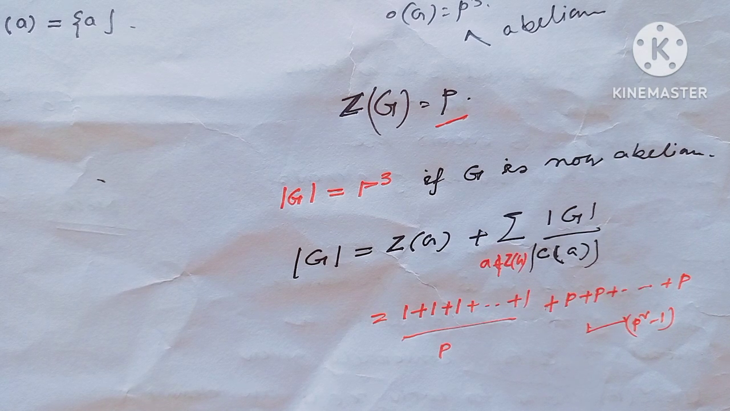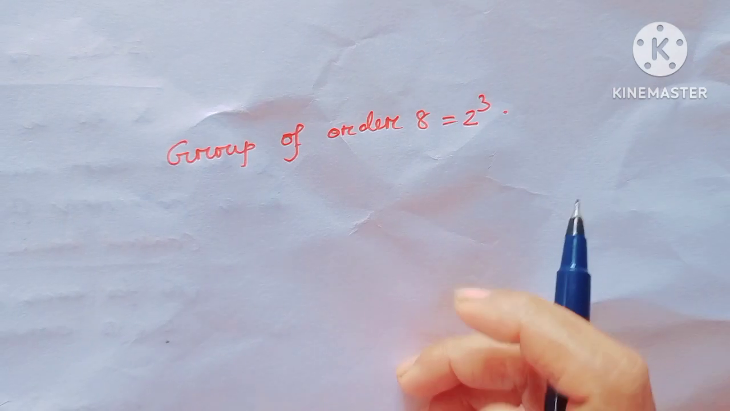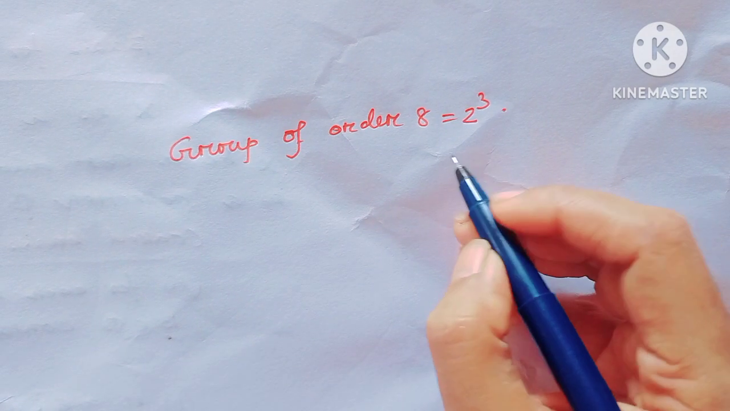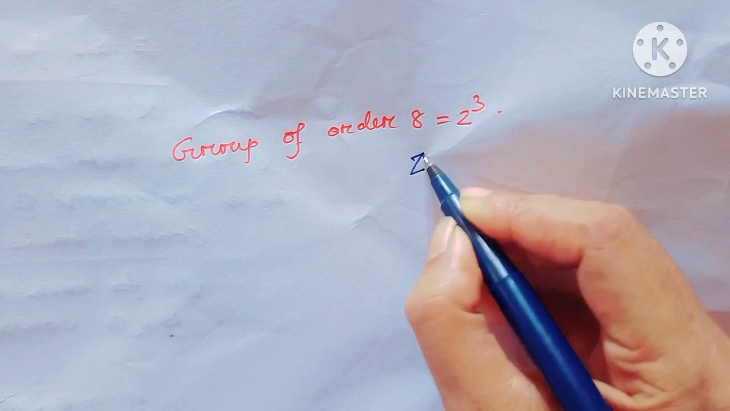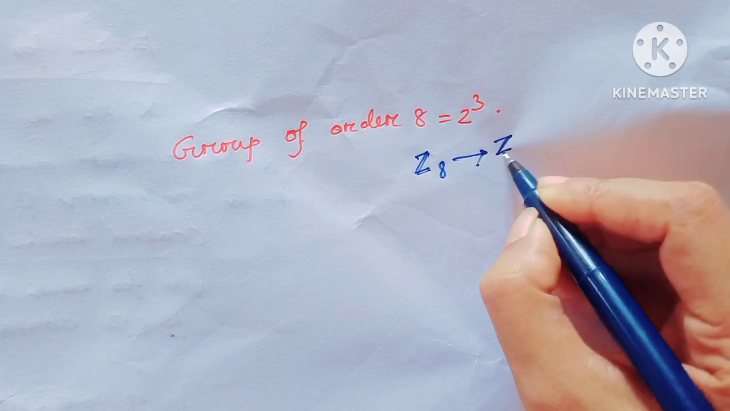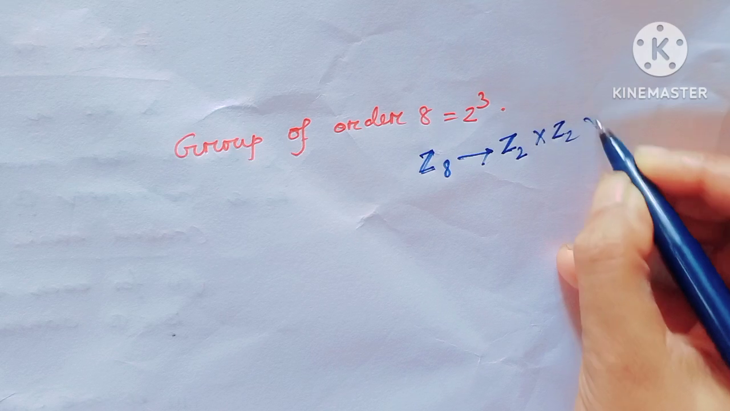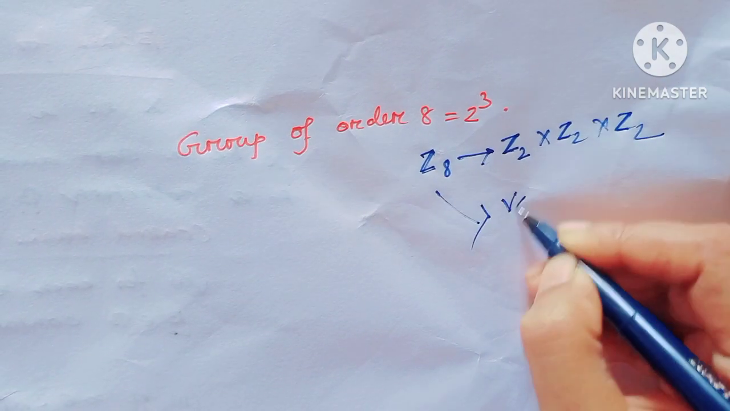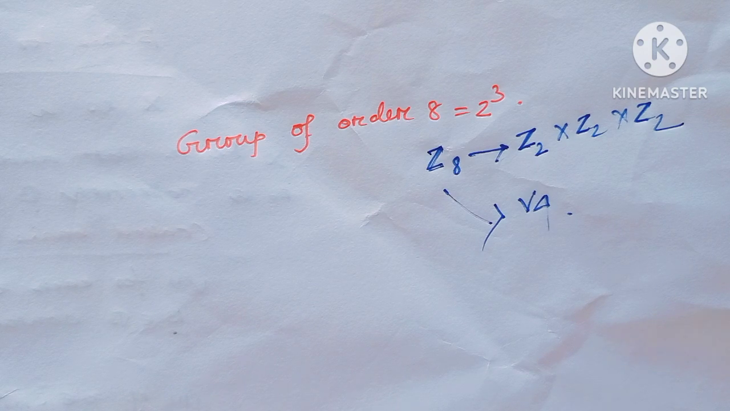Okay. One example. Consider a group of order 8. When the group has order 2 cubed, we all know it is either isomorphic to Z8, or Z2 cross Z2 cross Z2, and the non-abelian groups are D4 and Q8, the quaternion group. Here the question is: when the group is the quaternion group, which is non-abelian, what is the class equation?